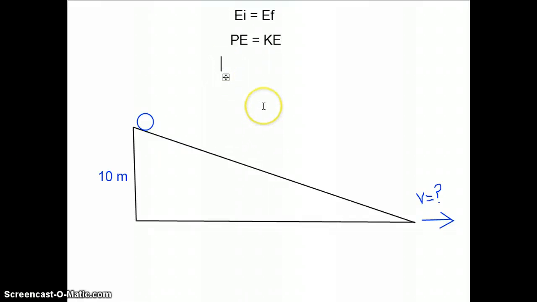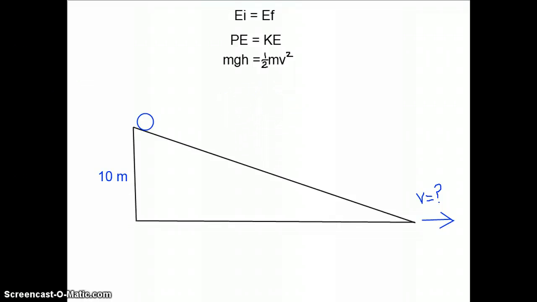So using our equations, we know that potential energy is mgh, where m is the mass of the object, g is the gravitational constant, and h is the height. And we know that that equals 1/2 mv squared, where v is the velocity of the ball at the end.